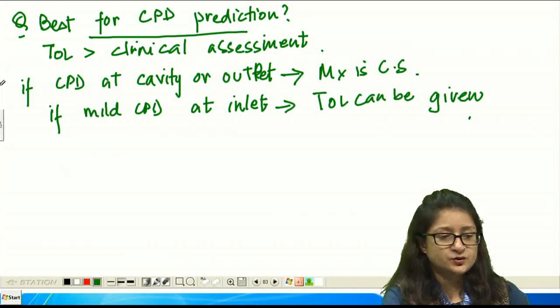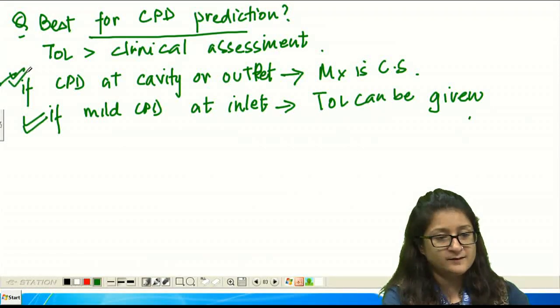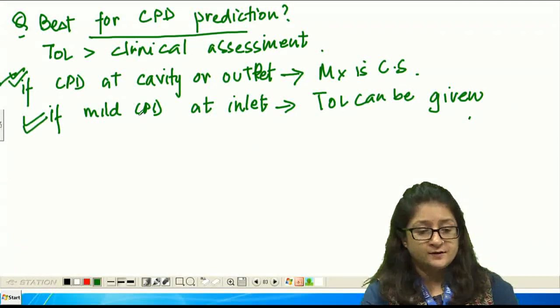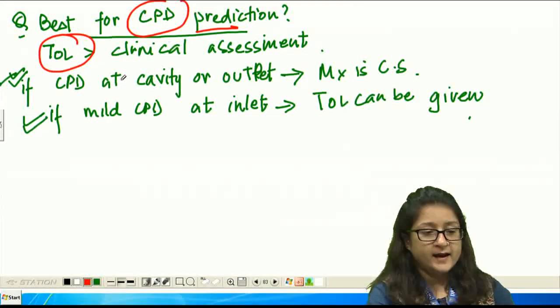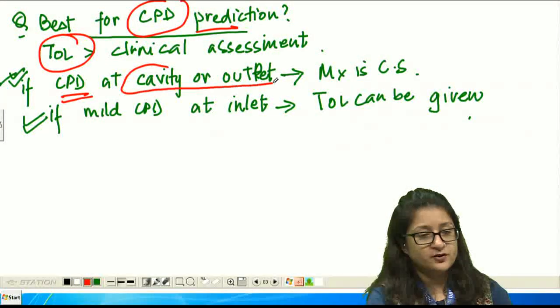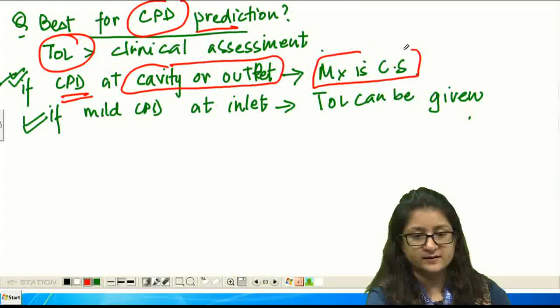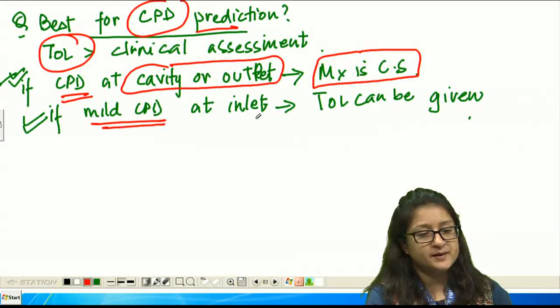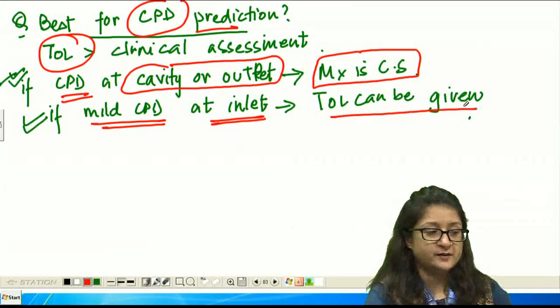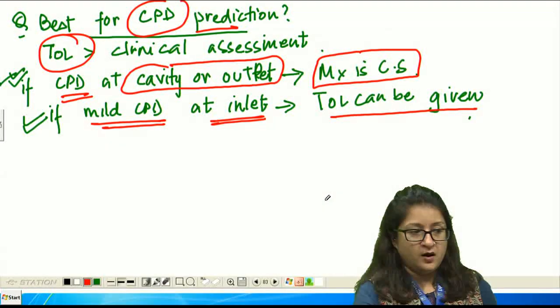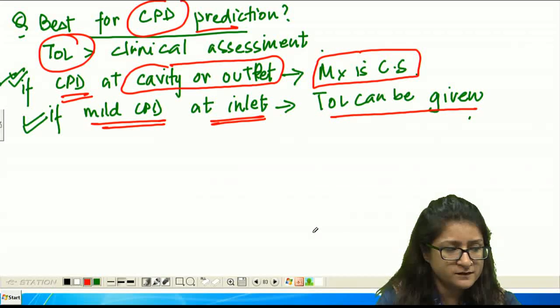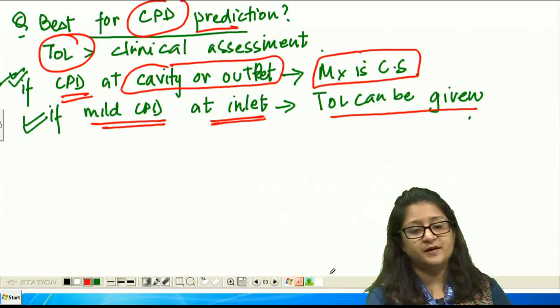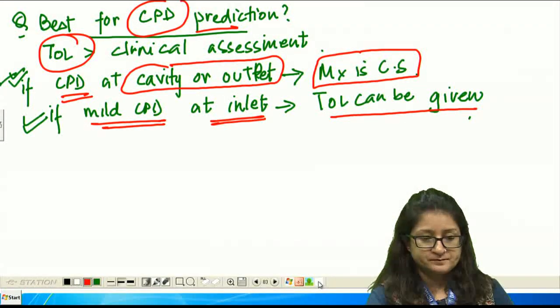These are the important points to remember about pelvic assessment. First, for CPD prediction the best is trial of labor. If there is CPD at the cavity or outlet, the management is cesarean section. If there is mild CPD at the level of inlet, trial of labor can be given. Now we come to the various types of pelvis.